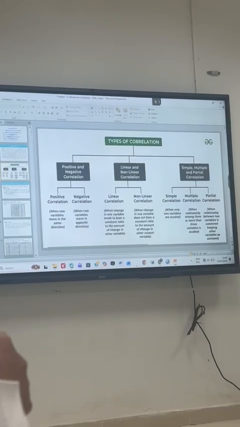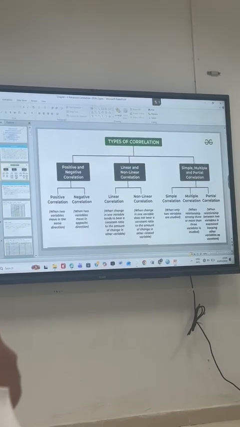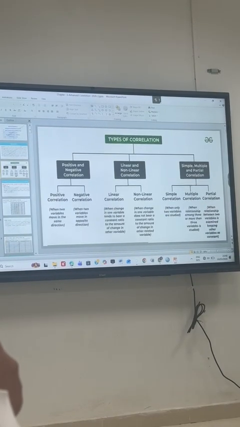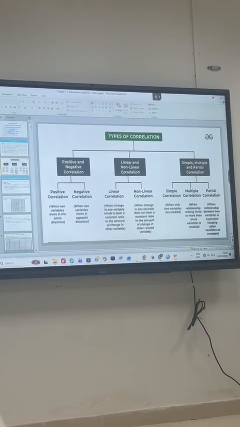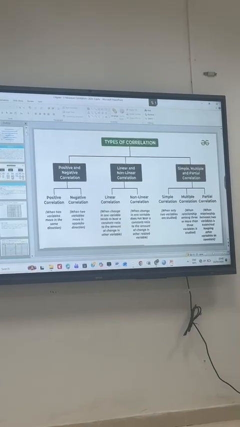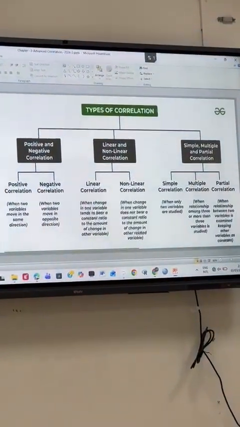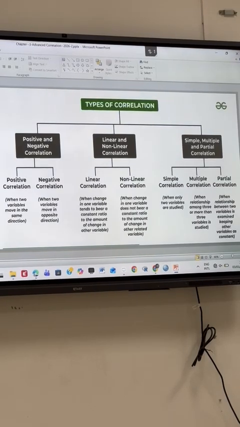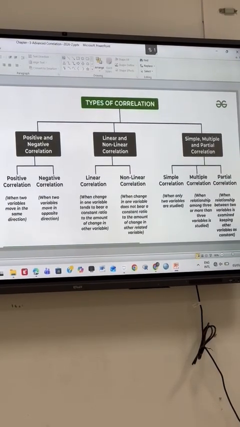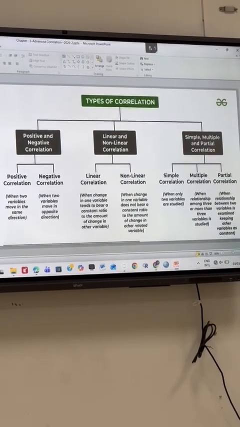Now what is the positive correlation? What is the negative correlation? Positive correlation: when both variables increase in the same direction, the correlation is positive. Clear? If one variable increases and the second decreases, it is a negative correlation. Clear?